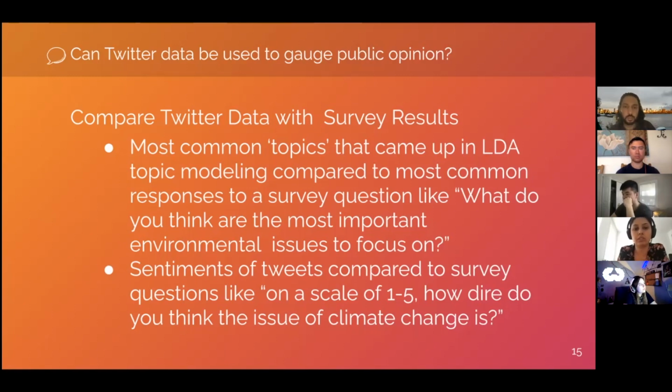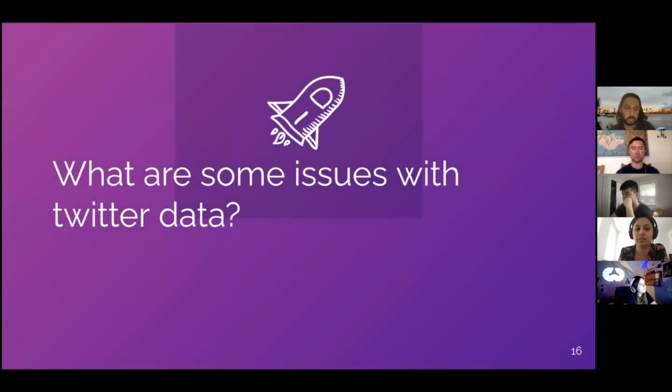And so what I really wanted to ask though is, what are some issues with Twitter data? Like, does Twitter even represent public opinion? What do you think? Just type in the chat what you think about that. Do you think Twitter actually represents a population as well? Or what are some issues that might arise there?